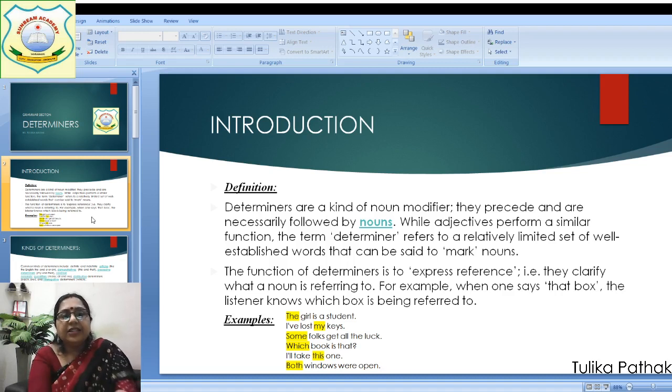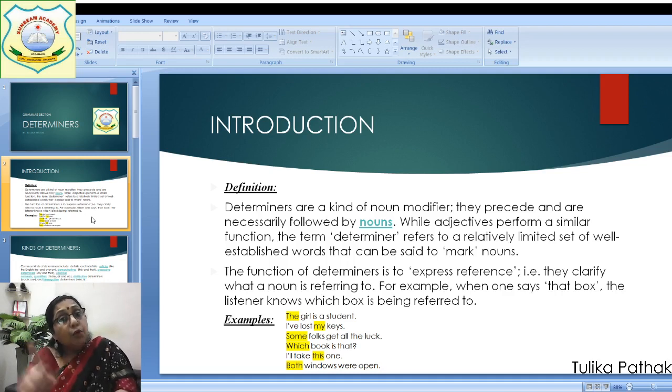Now, let us go through the examples. Examples I have highlighted, children. The girl is a student. I have lost my keys. Some folks get all the luck. Which book is that? I'll take this one. Both windows were open.